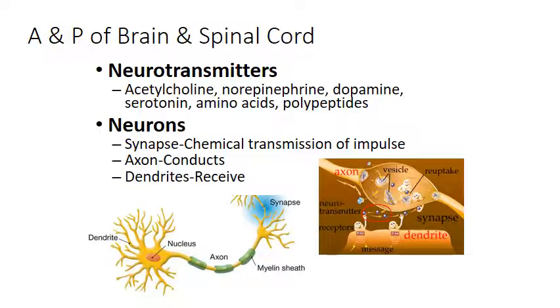So again, carrying impulses, influencing other neurons, and transmitting impulses is what the neurons are responsible for. In addition to that, we also have neurotransmitters, and these are what help send the signals across the neurons. Acetylcholine, or ACH, norepinephrine, dopamine, serotonin, amino acids, and polypeptides are all neurotransmitters.